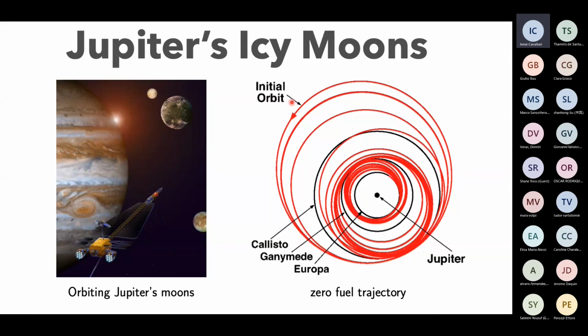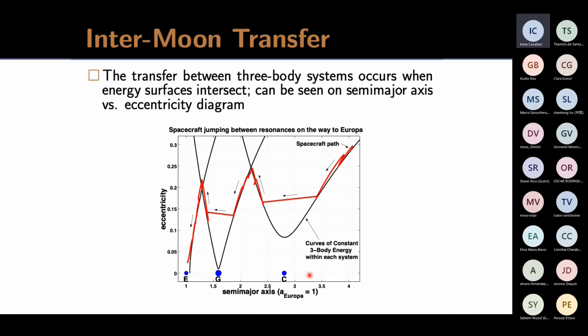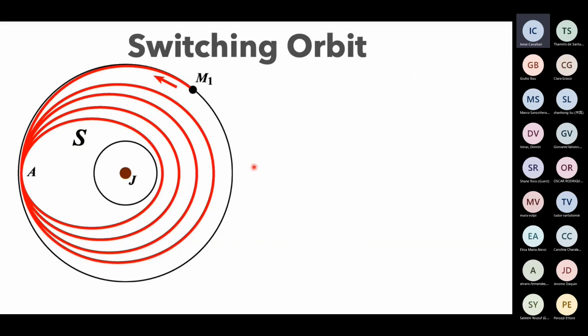If you have an initial orbit that grazes essentially the orbit of Callisto, then you could get loosely bound around Callisto and then go on to Ganymede, bound around Ganymede, go on to Europa. And this is what it looks like if we consider the semi-major axis and eccentricity space. And you can see these curves of constant energy, so Tisserand curves, and here's the spacecraft path. And at these places where there's an intersection between two different three-body systems, something interesting happens. We call that the switching orbit, and I'll talk about that.